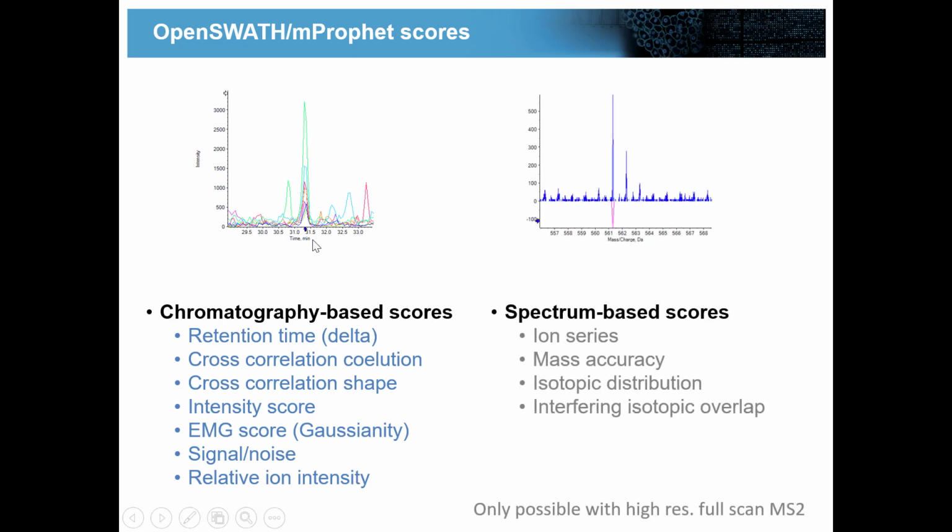But now there are also spectrum-based scores. Now we have high-resolution spectra in the back, so this extracted ion chromatography is being extracted from high-resolution spectra. We can now ask questions about whether the whole ion series is there that we would expect for that peptide. Is the mass accuracy within what we would expect for the instrument? Is the isotopic distribution for the fragment ions consistent with what we would expect? And are there interferences in these isotope envelopes? These kinds of scores in gray are only really possible with full scan types of data, whereas these blue ones can also be computed in SRM type of data.